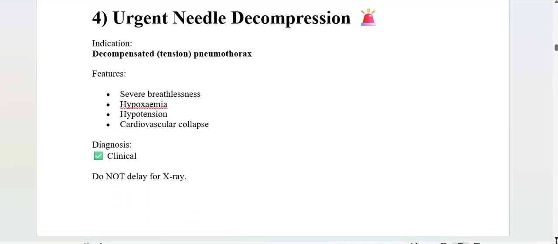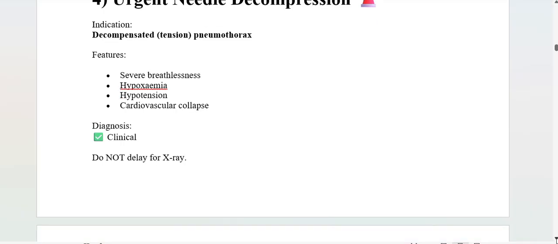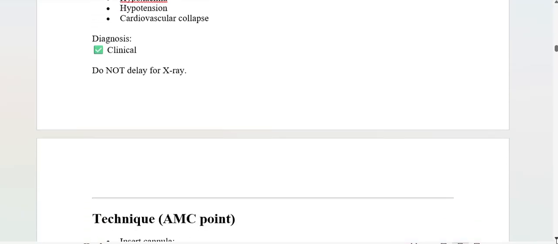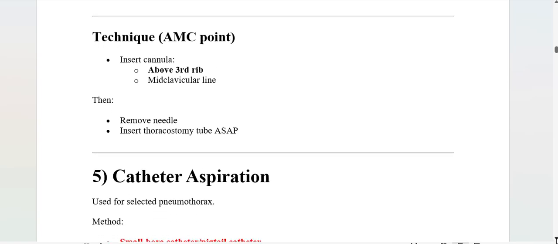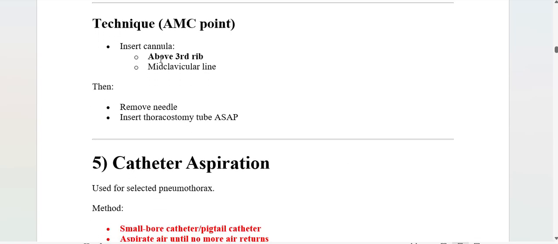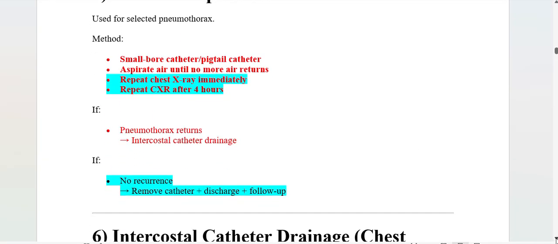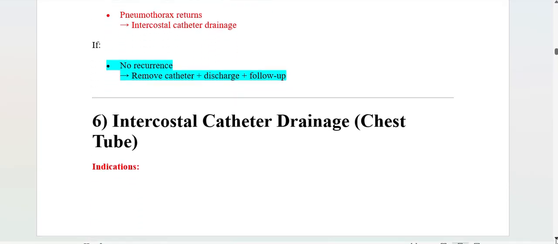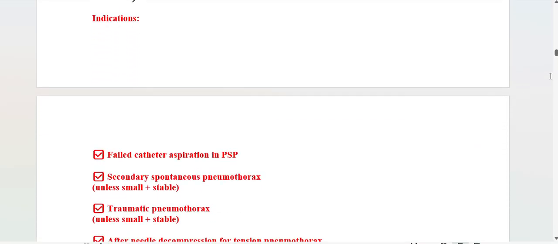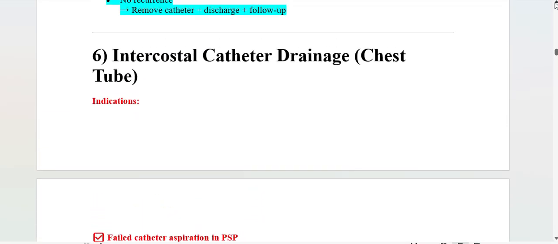Urgent needle decompression in tension pneumothorax: the patient has severe breathlessness, hypoxemia, hypotension, cardiovascular collapse. It is clinically diagnosed, do not rely on any other test. As we know, we do needle thoracostomy above the third rib, meaning the second rib. Remove the needle, and insert a thoracostomy tube as soon as possible. That is the procedure, but that is not important at all. If you want to read it, you can read it.